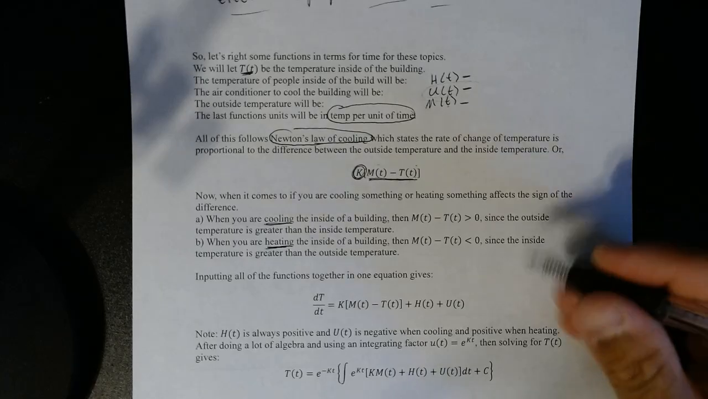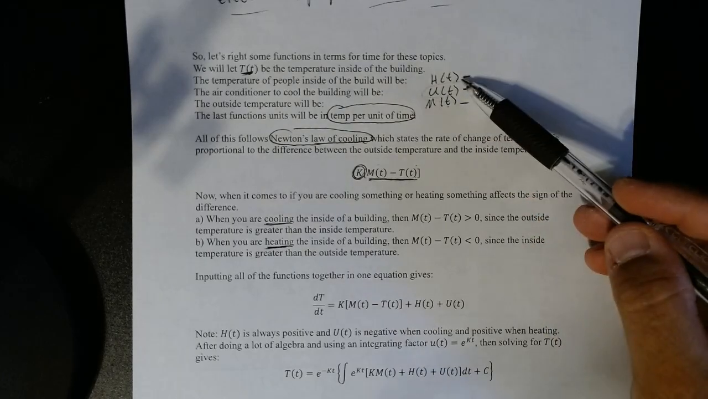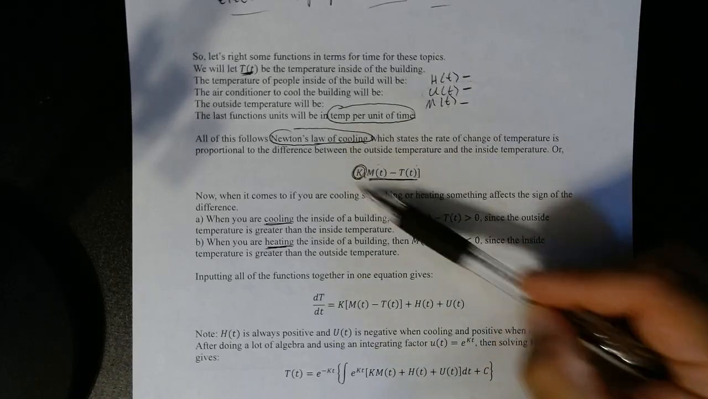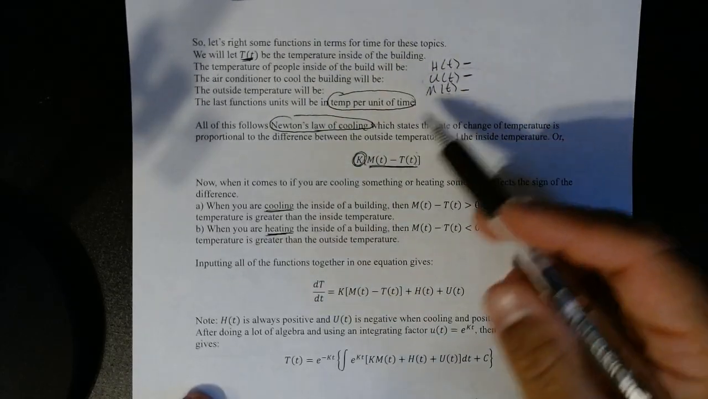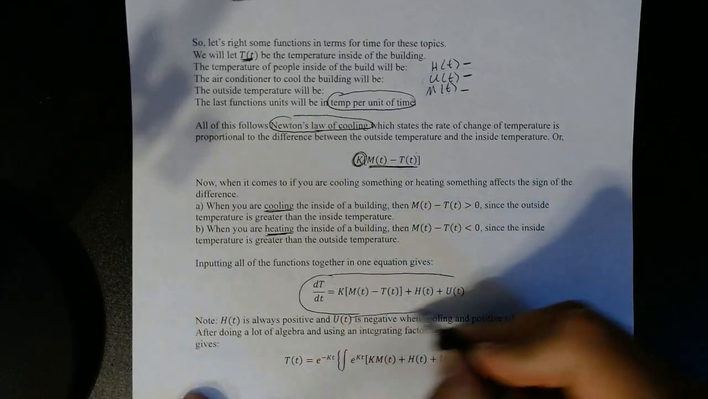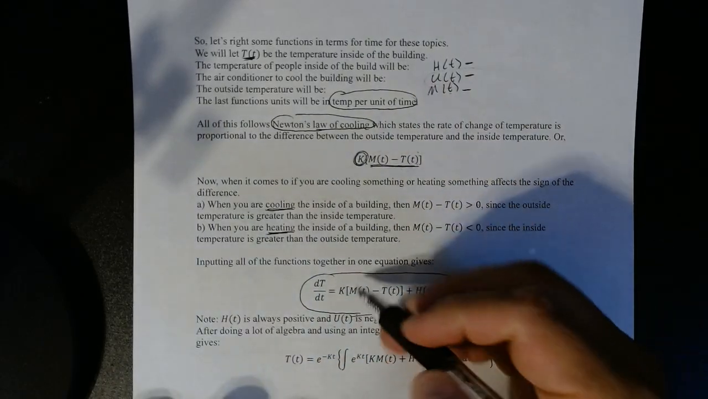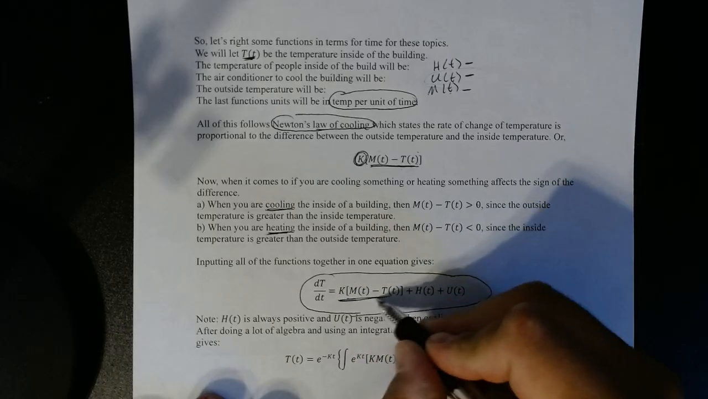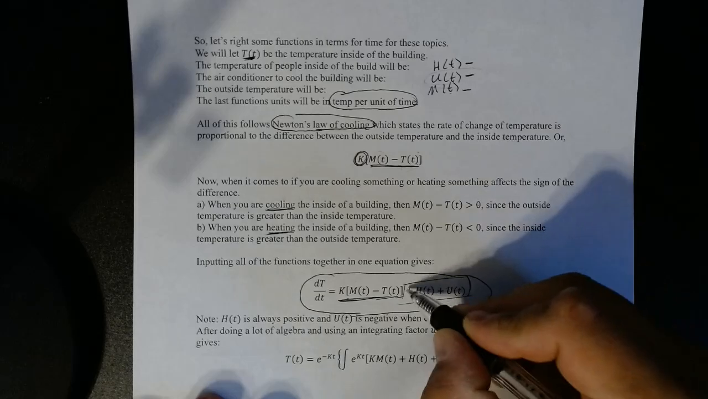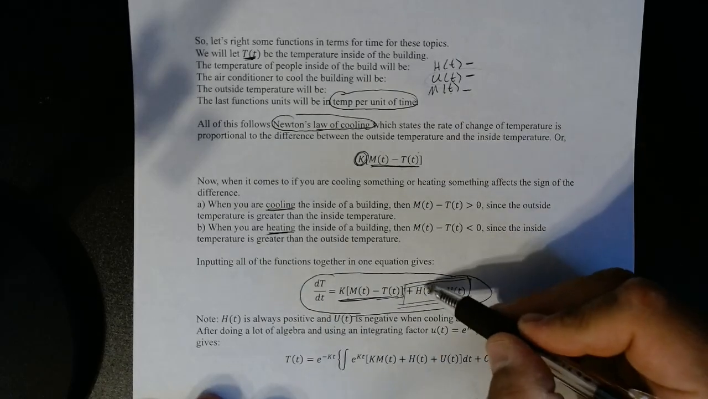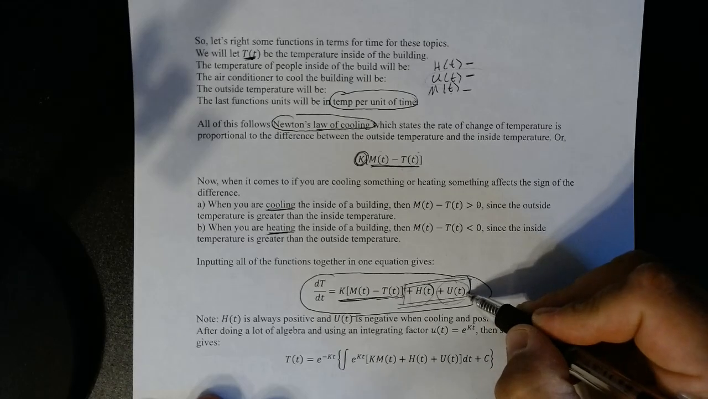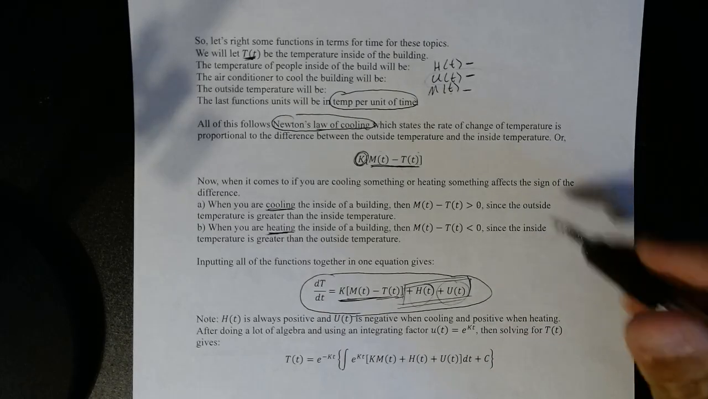Now we go into pretty much everything else. How does the human aspect and the air conditioning aspect come into play in this situation? Putting all of these functions together, we get our very special differential equation. This is from Newton's law of cooling, which is what we just talked about. And then it's going to be plus this part here, plus the heat of the people, and then plus the temperature of either the air conditioning or the cooling aspect of itself.